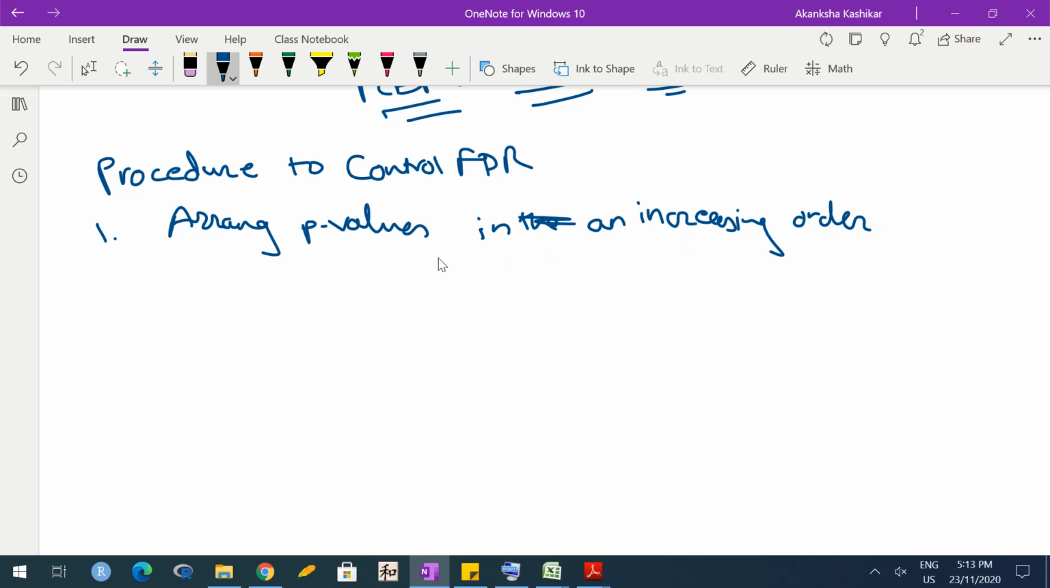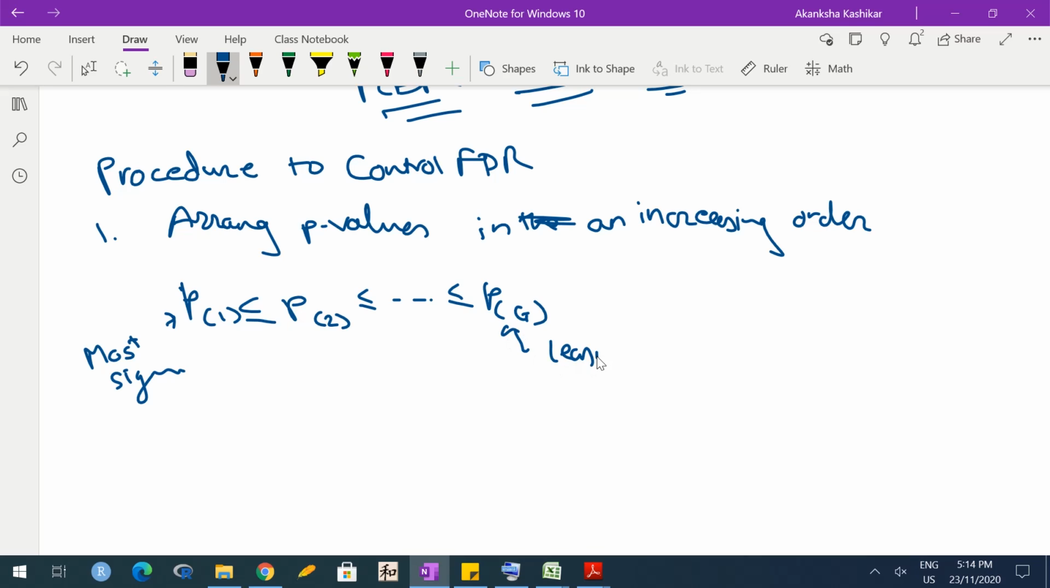Okay, and we'll use the notation of ordered statistics. So we will say p ordered 1 is less than or equal to p ordered 2 less than or equal to p ordered g. So p ordered 1 need not correspond to the first hypothesis. It is basically the lowest p-value. This is the most significant p-value and this is the least significant p-value. All the p-values, some of them may be greater than 0.05, some of them may be less than 0.05. Everything we are ordering.